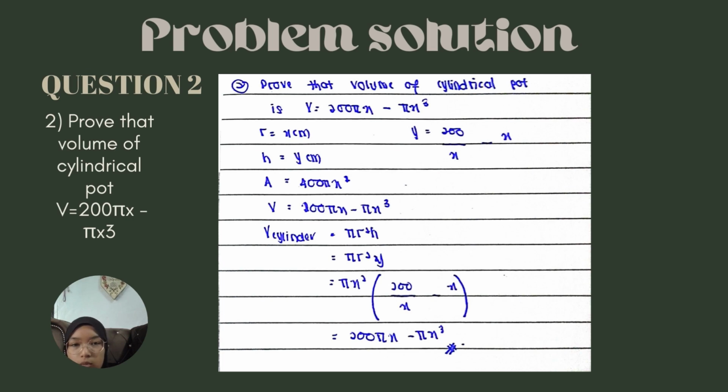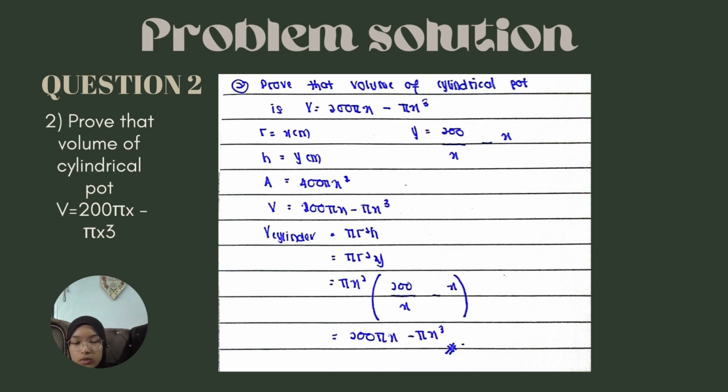The volume that we need to prove is V equals 200 pi x minus pi x cubed. From the formula, we know the volume of the cylinder is pi r squared h. So we need to replace r and h with x and y cm, and then substitute them into the equation.